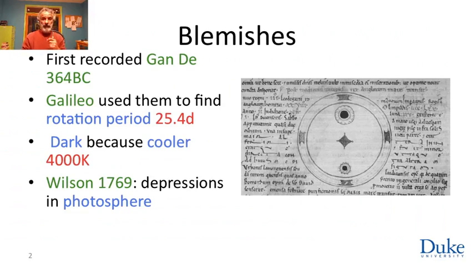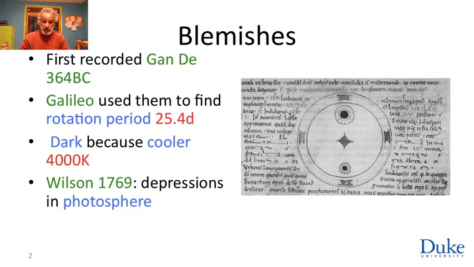The indication of solar weather are these blemishes, these spots on the sun. The first known recording of these is in the writings of a Chinese astronomer whose name I can only pronounce as Gande. Galileo observed the sunspots and used them to find the rotation period of the sun. The sun rotates about its axis, moving from west to east every 25.4 days.